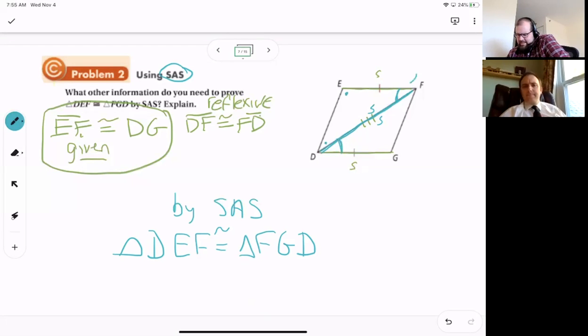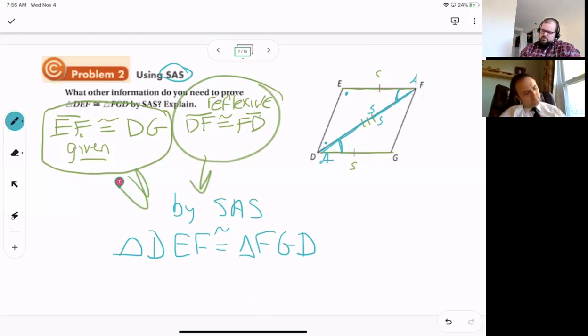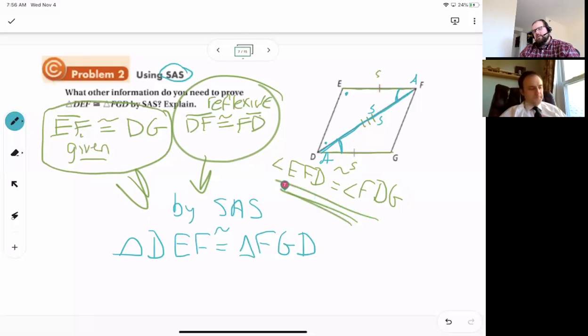So this we'd have SAS and SAS, and that would work for us. So if we were finishing our little statements here, we've got that, we've got that. So we also need angle EFD is congruent to angle FDG. Right. And since this question is asking what we would need to be able to say that these were congruent, that's the information that we would need.